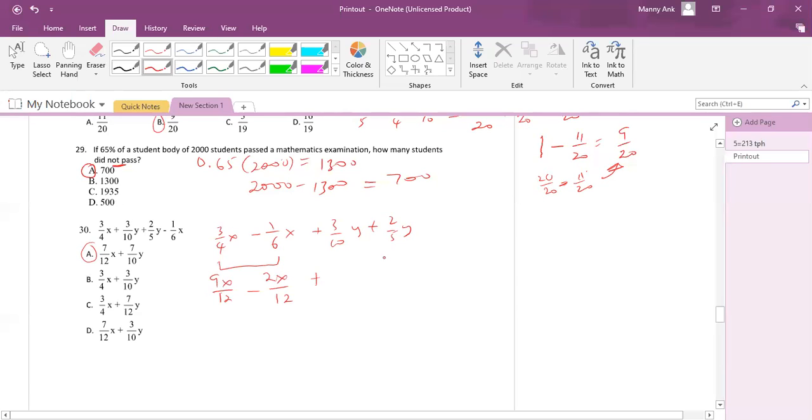Plus, now combine the like terms here, LCD for 10 and 5. So that will be 10 and 10 here. This will remain the same. I have 3y here. 5 times 2 is 10, so I multiply the numerator by 2, which gives 4. Now we can simplify this. 9x minus 2x is 7x over 12. Plus 3 plus 4 gives us 7, so 7y over 10. So that will be the answer, which is A.